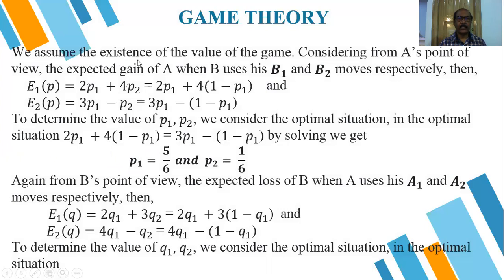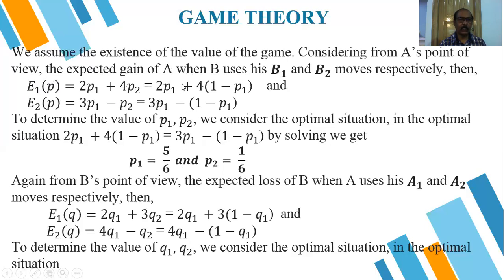We assume the existence of the value of the game. Considering from A's point of view, the expected gain of A when B uses B1 and B2. That means when B selects the course of action B1 and B2 respectively, the expected gain of A is, expectation 1P and expectation 2P. That is 2P1 plus 4P2, column wise.